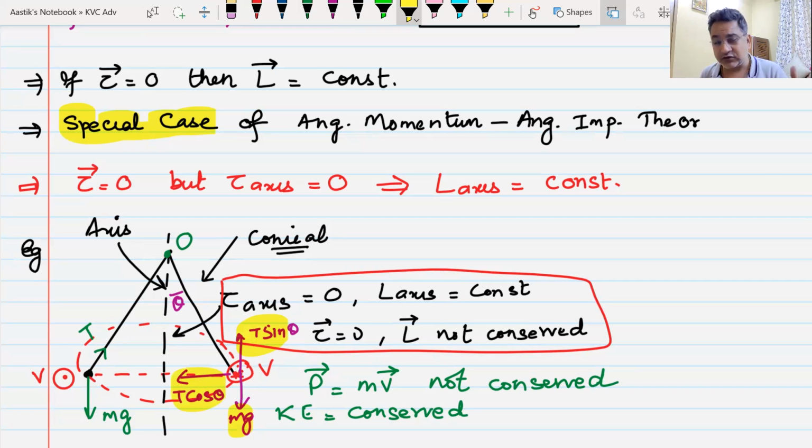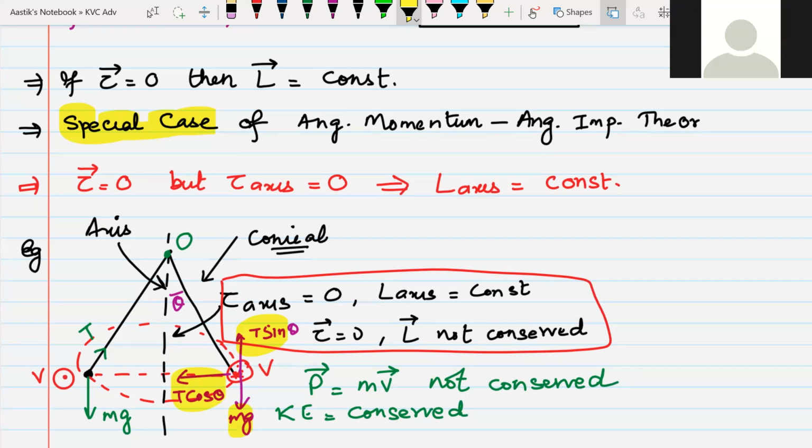Angular momentum is also not conserved, but it is conserved about one axis. Kinetic energy remains constant because it is moving with a constant speed. That is what you have to understand. I hope you understood this. Note this down and remember it.